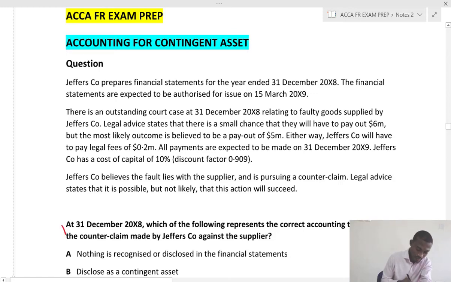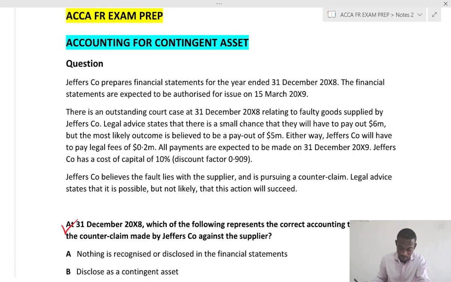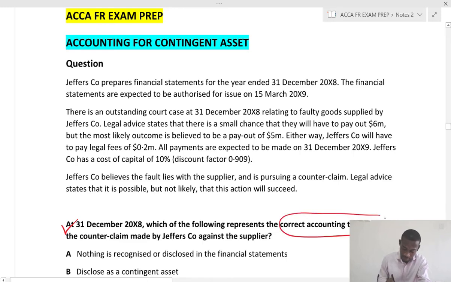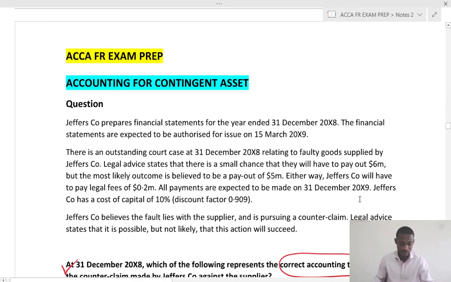I'll start with the requirement. At the 1st December 20XA, which of the following represents the correct accounting treatment of the counterclaim made by Jeffers Co. against the supplier? So, a very interesting case. Let's look at it. Jeffers Co. prepares financial statements for the year ended 31st December 2008. The financial statements are expected to be authorized for issue on 15th March 2009.